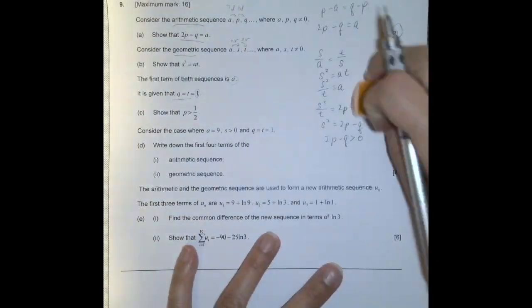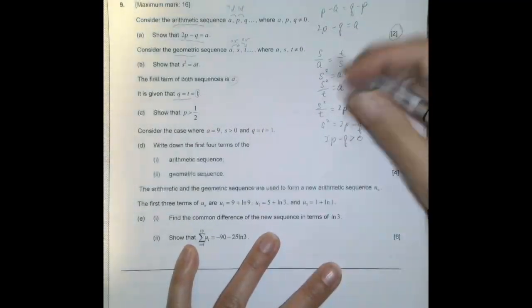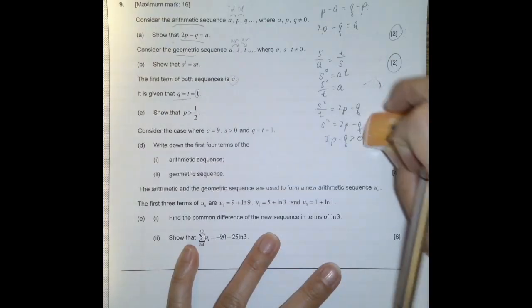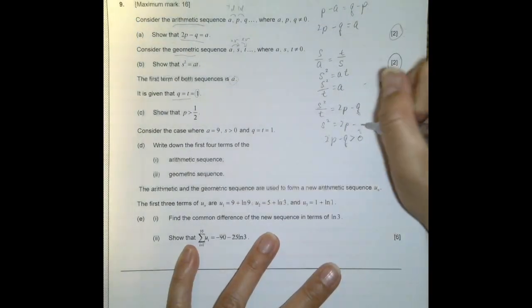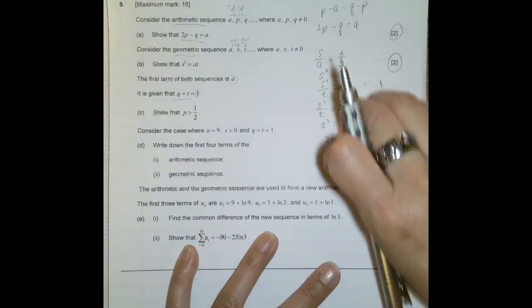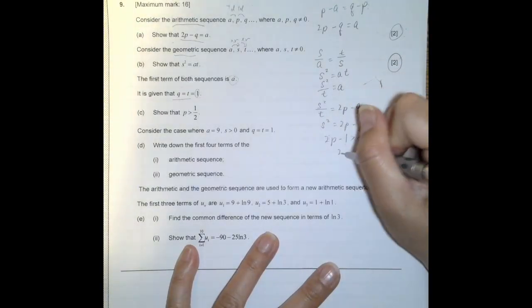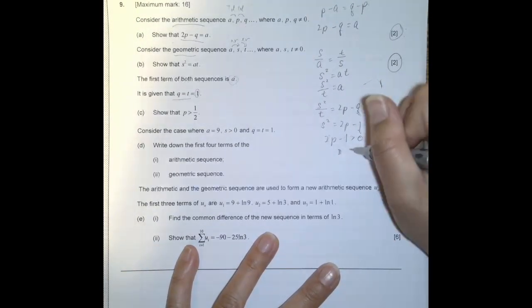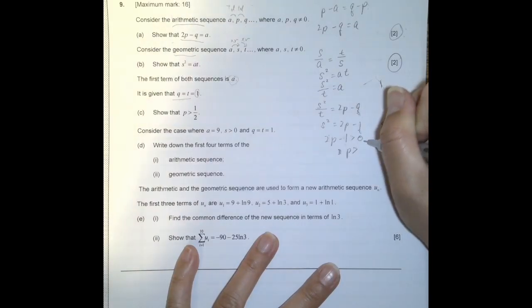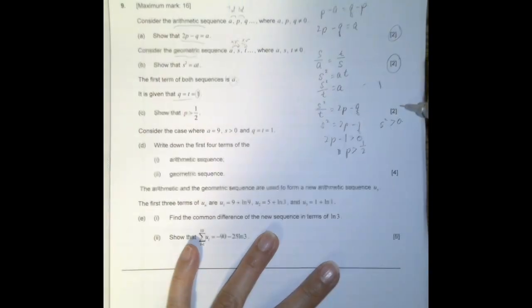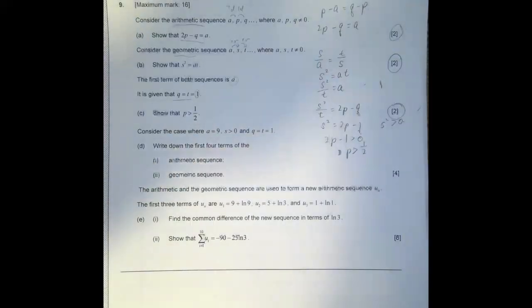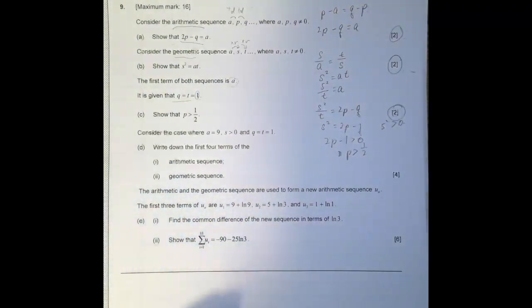Now, sorry, the q is 1. I fixed this is Q, and this is 1. I fixed that already because I fixed the T. So now all you need to do is rearrange for P. So we have 2P should be bigger than 1, so P bigger than 1 over 2. You got another 2 marks. That's a bit worthy. It takes a bit more than 2 minutes.